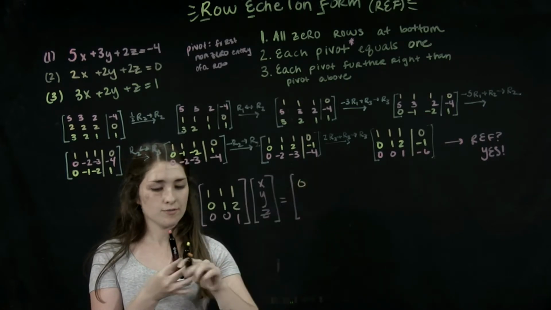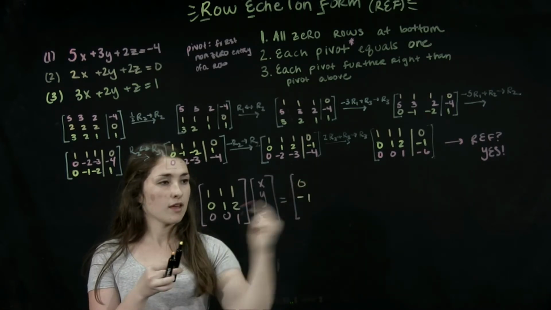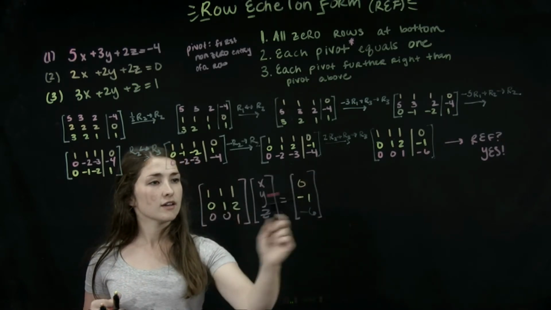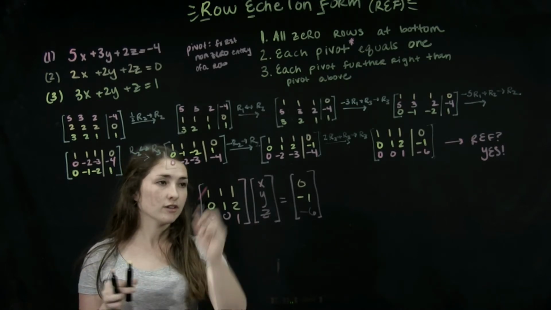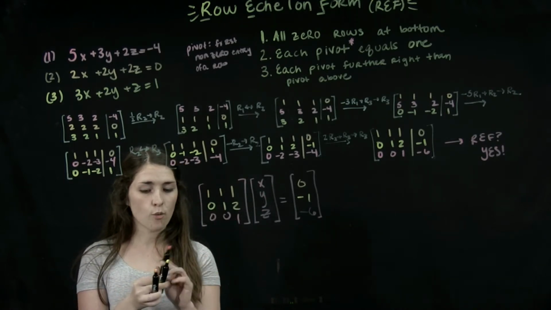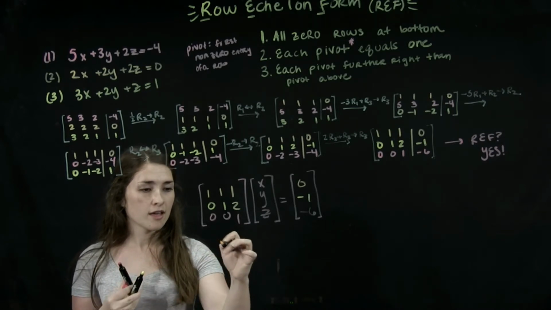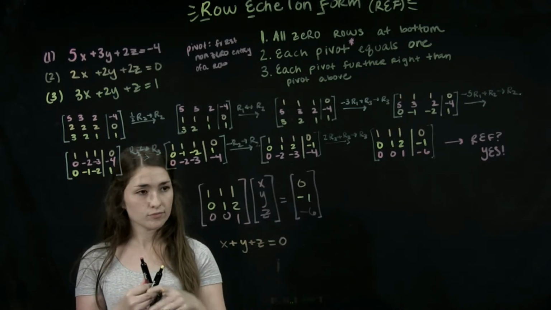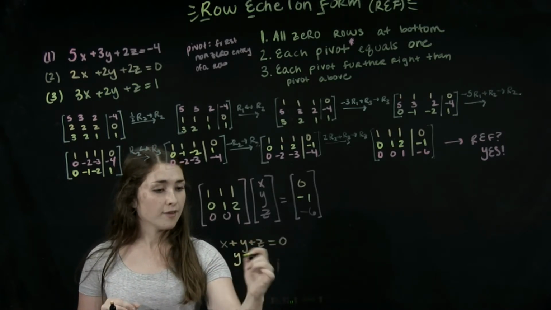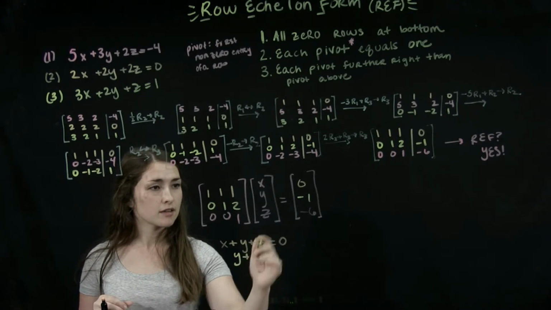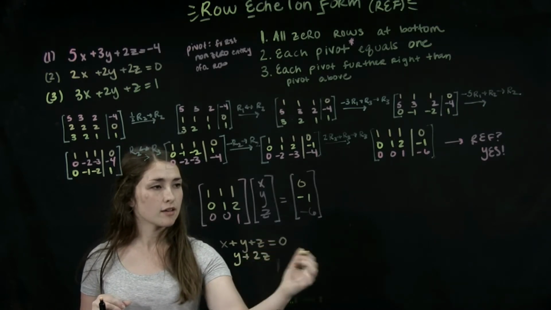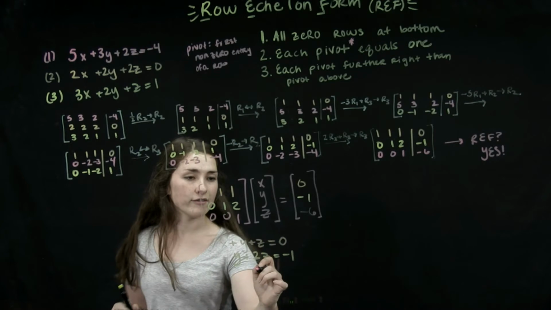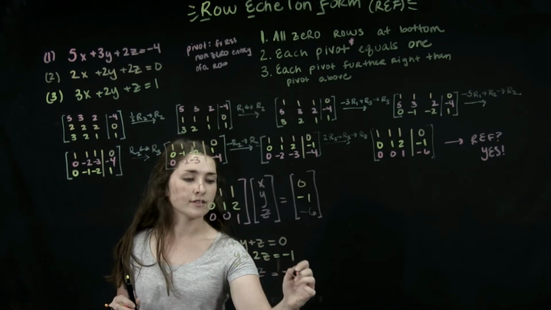So we have 0, negative 1, and negative 6. Okay, from there we can do a little bit of matrix multiplication and get our linear system of equations once more. So we're going to have x plus y plus z equals 0. We're going to have y plus 2z equal to negative 1. And then finally, we're going to have z equals negative 6.